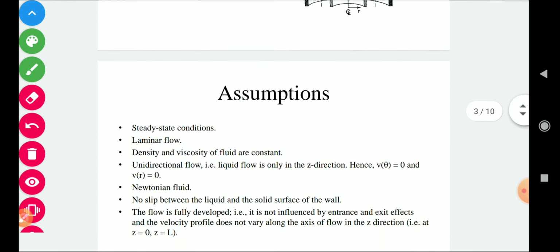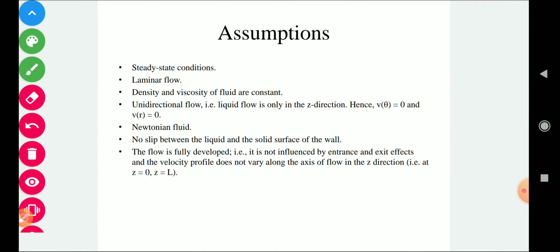As you can see, the flow is unidirectional, that is the fluid moves only in the z direction, hence v theta equals 0 and vr equals 0. It means the velocity in the radial and angular directions is 0 and the flow is only unidirectional. The next assumption is that the fluid is Newtonian, so that we can apply Newton's law of viscosity. The next assumption is no slip condition between the liquid and the solid surface of the wall.